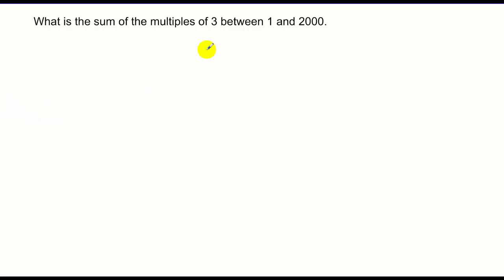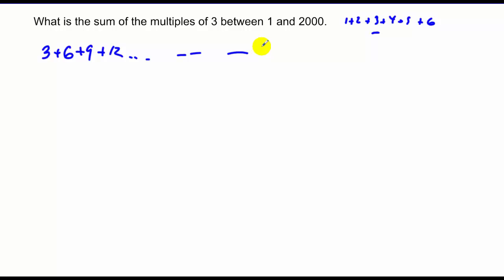Now, this is a little harder. We want to find the sum of the multiples of 3 between 1 and 2000. Now, this isn't saying add up 1 plus 2 plus 3 plus 4 plus 5, etc. It's saying add up the sum of the multiples. So the first multiple of 3 between 1 and 2000 is 3. The next one is 6. Then 9, etc. So I'm looking basically to add 3 plus 6 plus 9 plus 12 all the way out until I get to the last multiple of 3 between 1 and 2000.